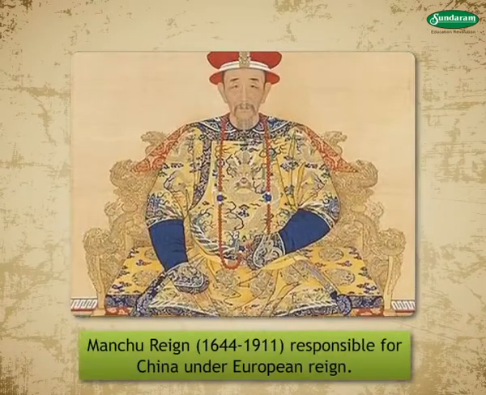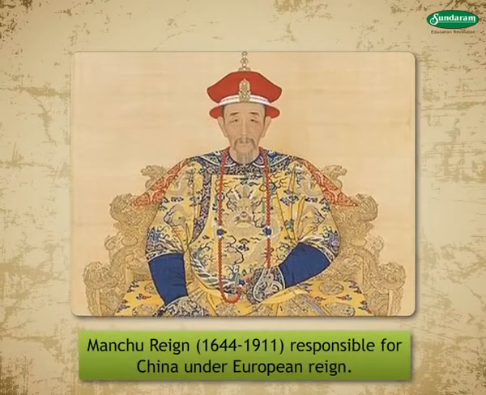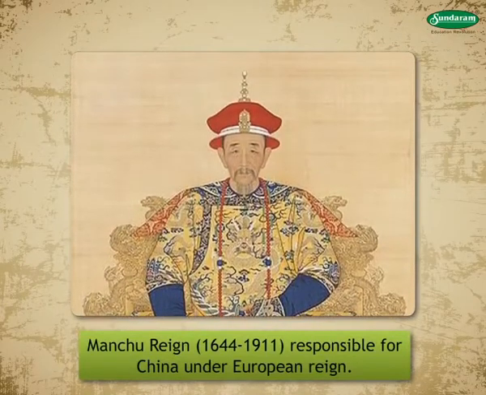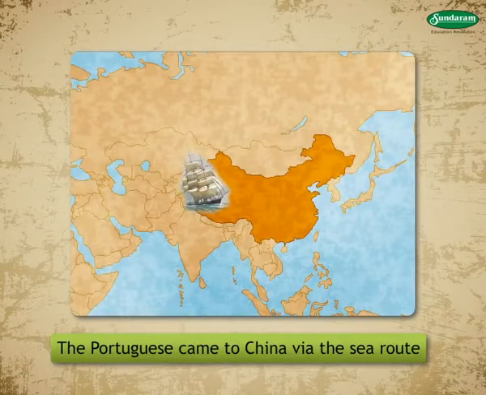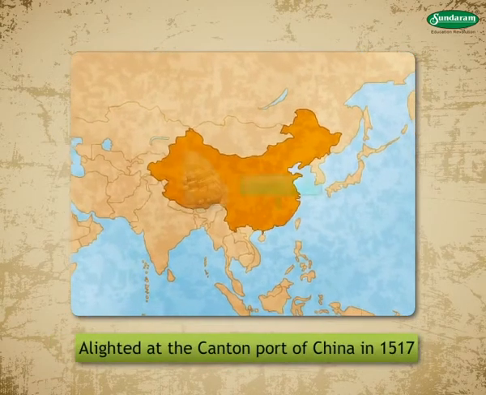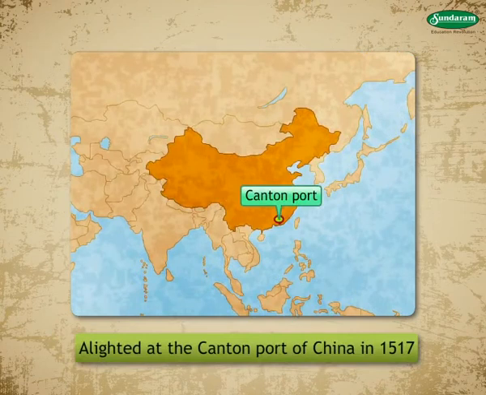It was the Manchu reign, that is between 1644 and 1911, which was held responsible for allowing a gigantic China to be brought under the reign of the Europeans. The Portuguese, who came to China via the sea route, were the first European traders there. They alighted at the Canton port of China in the year 1517.